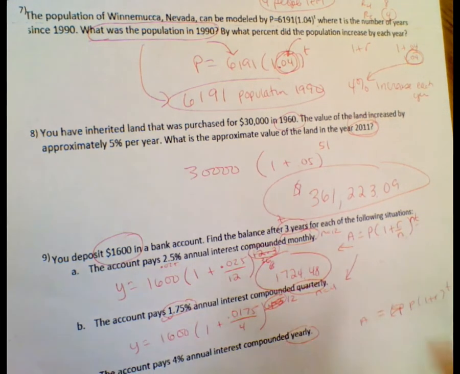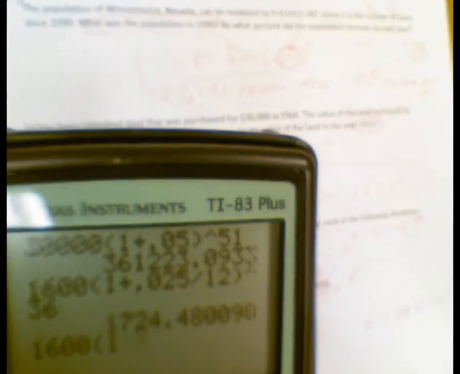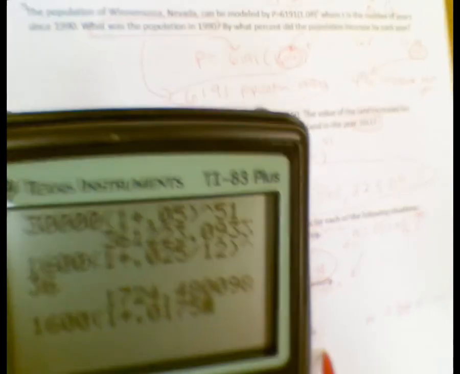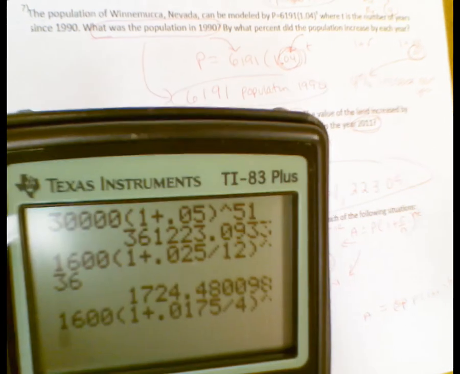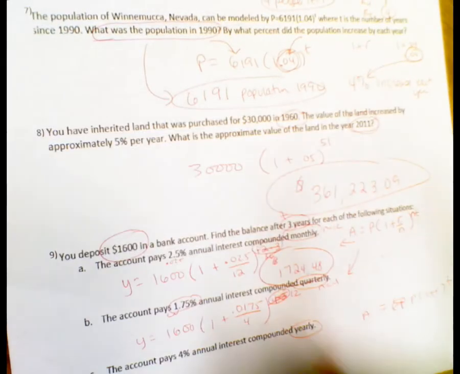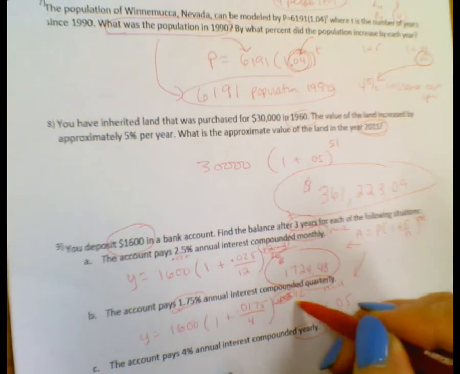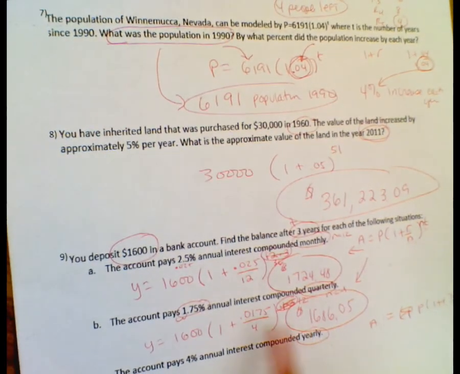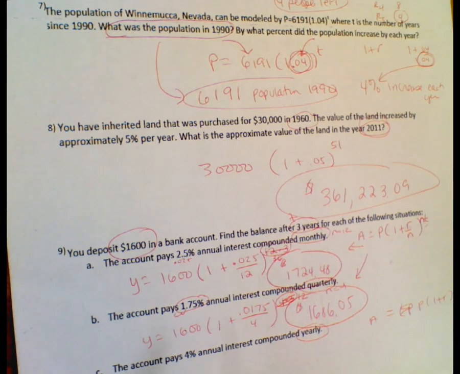Cross that out. So we're going to go 1,600, parentheses, 1 plus 0.0175 divided by 4, because it's quarterly, raised to quarterly for 3 years, that's 12. So you didn't make as much money this time because the interest rate was lower. So in 3 years you didn't make as much money because when you lower the interest rate, you get less money.